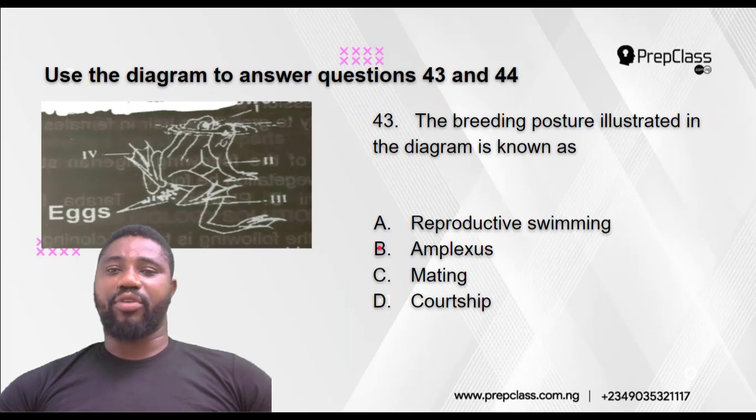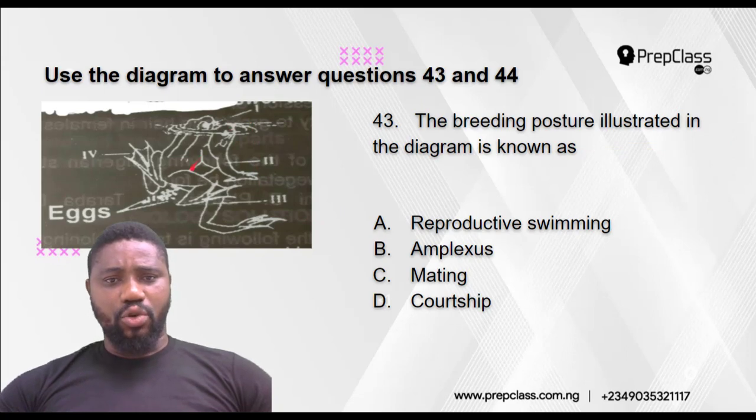Let's look at question 43. Oh, we've been given another instruction. Use the diagram to answer questions 43 and 44. 43 says, the breeding posture illustrated in the diagram is known as... Look at this breeding posture. You can see that these are two frogs. I believe the one in front is the female, while the one at the back of the female is the male frog.